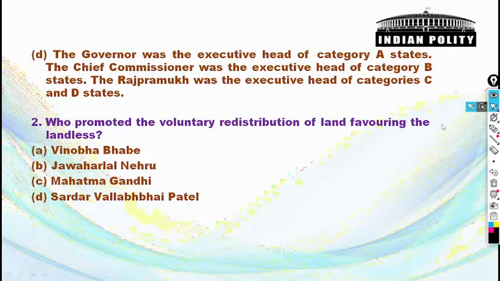Who promoted voluntary redistribution of land favoring the landless? Vinoba Bhave. Vinoba Bhave launched the Bhudan movement in the 1950s, and he was awarded the Bharat Ratna posthumously for his effort in this regard. Next, option B will be the answer. Option A will be the answer.